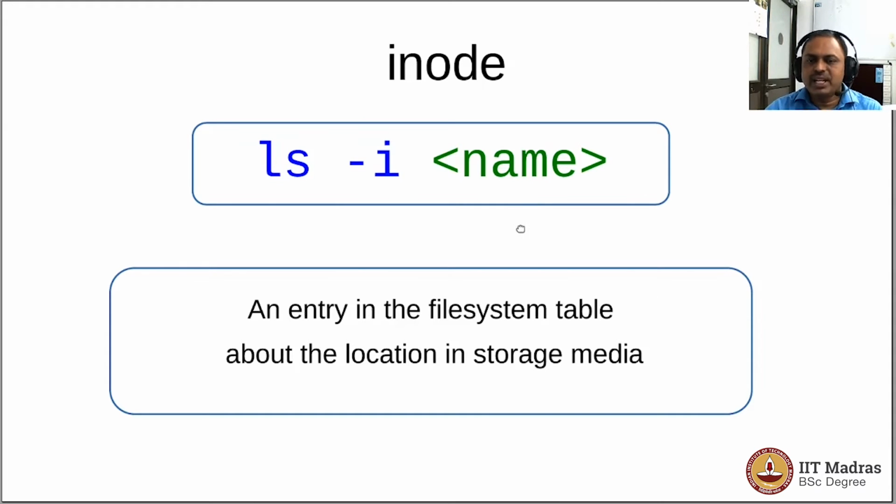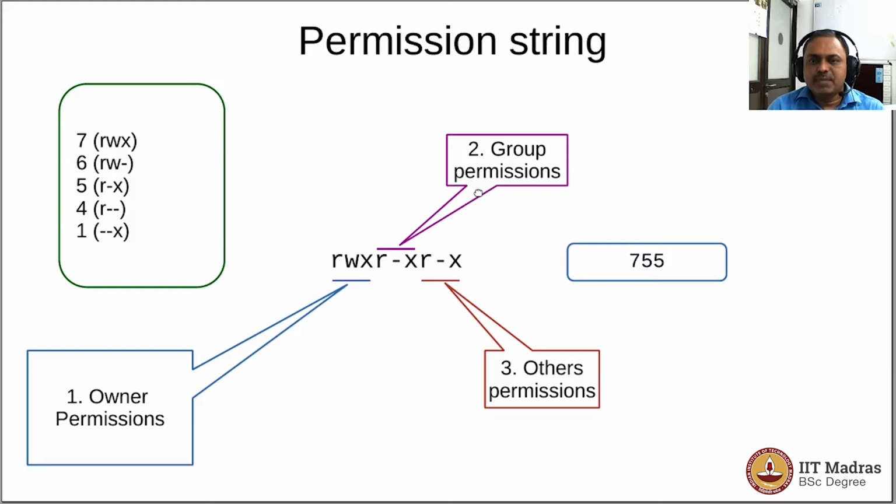An inode is actually an entry in the file system table about the location in the storage medium, and it will be unique for every unique file. So if there are multiple entries in the file system that have the same inode, it means that they are all hard links. Now a little bit of detail about the permission string also before we go to the command line.